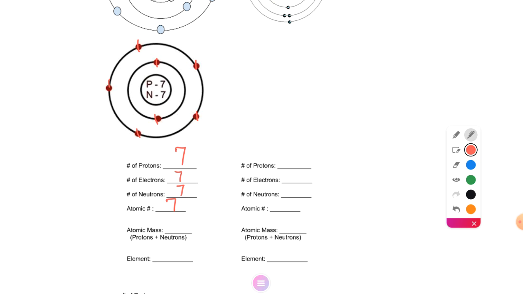Atomic mass. Underneath it, it tells us we can take the protons plus the neutrons. So for our atomic mass, we're going to have a quick addition sentence. What's our quick addition sentence? Reese? 7 plus 7. 7 plus 7, which is? 14. 14.